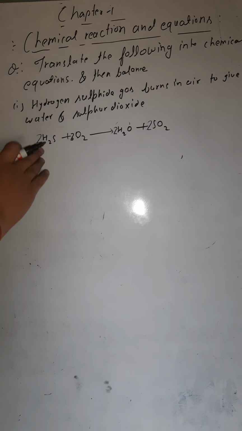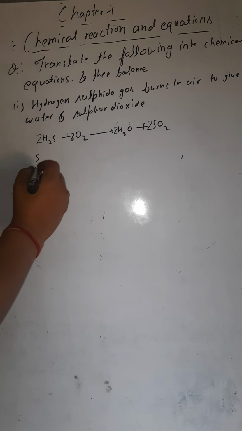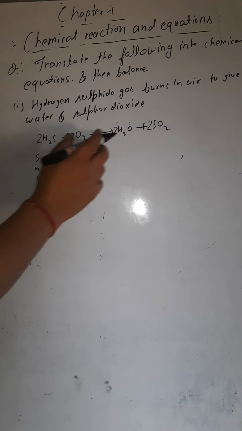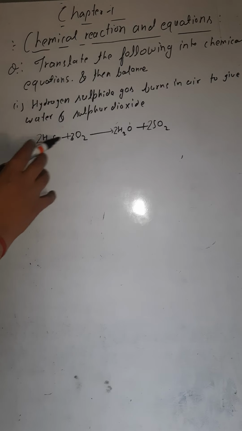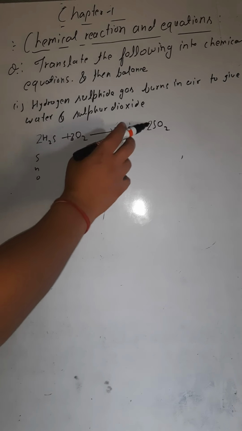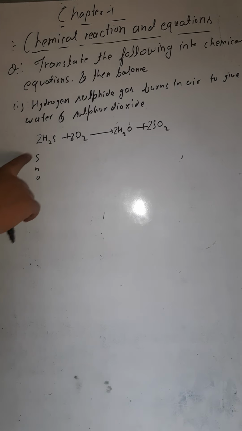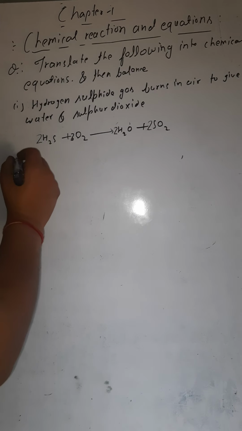Understood now? Yes. So now let's check again. Sulfur, 2 sulfur there also. Hydrogen, 2 twos are 4 hydrogen, 2 twos are 4 hydrogen. Oxygen, 3 twos are 6, and 2 twos are 4 plus 2, 6 oxygen. All are balanced. Now we will move to the next one.